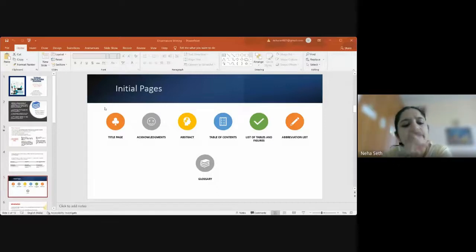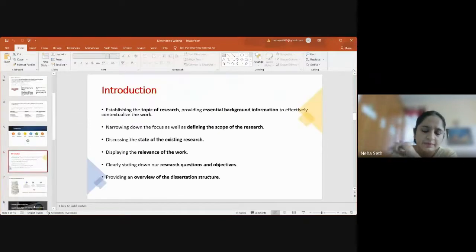Okay, so that they can refer to this list of glossary. A glossary is basically a list of terms arranged in alphabetical order, and it explains each term in a very brief definition or description, I can say. So this is how we can frame the very beginning pages, or initial pages, of any thesis.